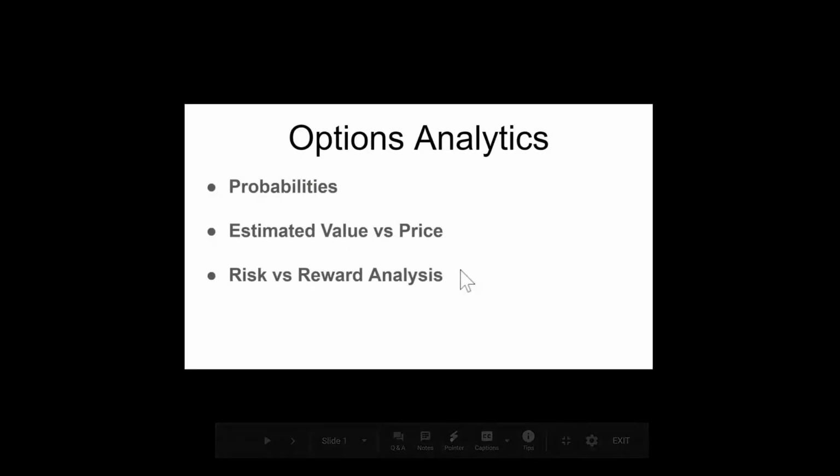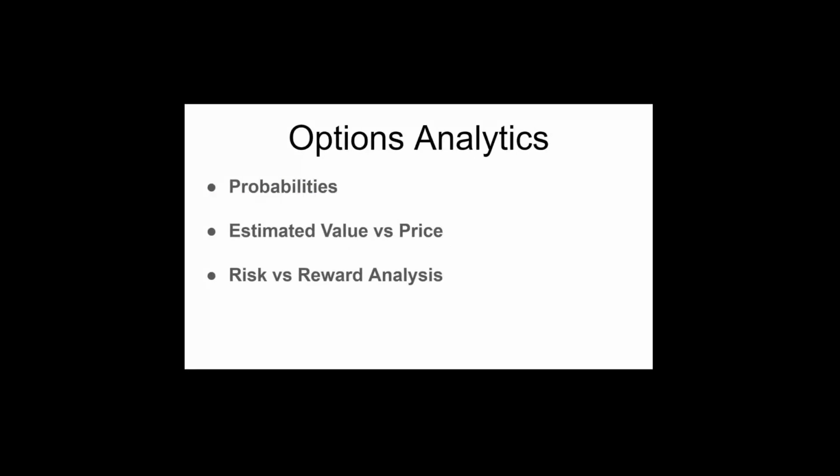Okay, so when we talk about option analytics, I'm going to talk about three main things. Probabilities, very important. Estimated value versus price. Warren Buffett always says, price is what you pay, value is what you get. We're going to talk about estimated value versus price in a way where, did price diverge from the expected value of an option? And also we're going to talk about risk and reward analysis.